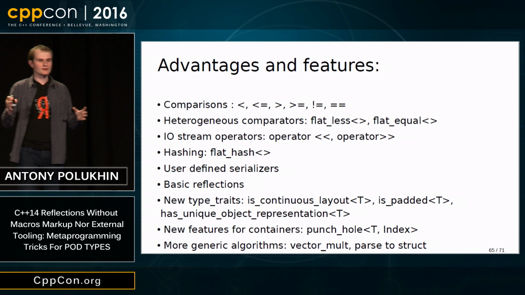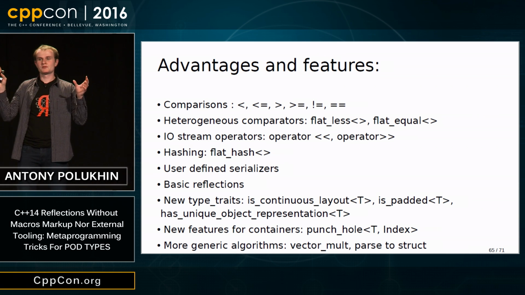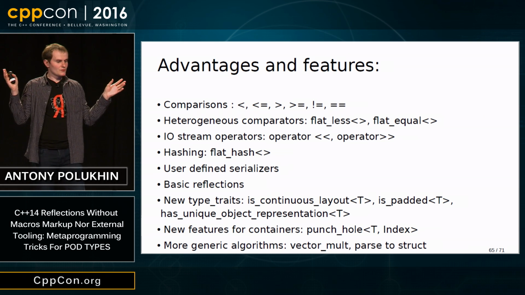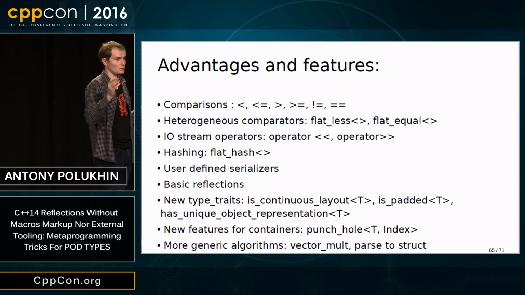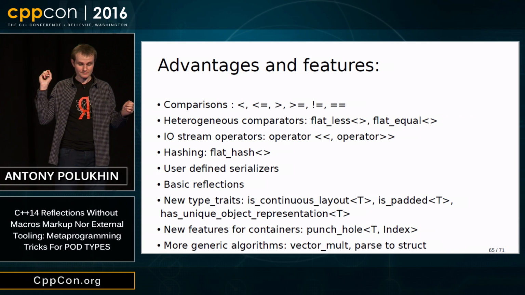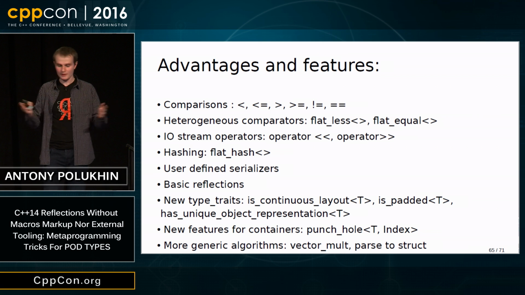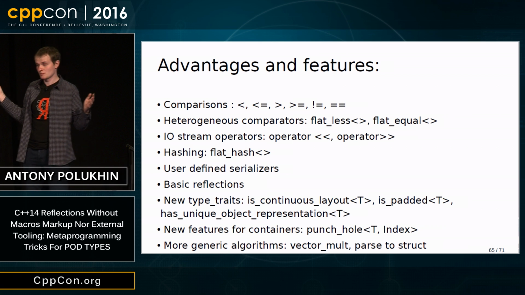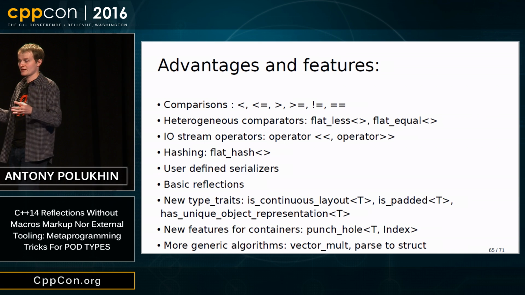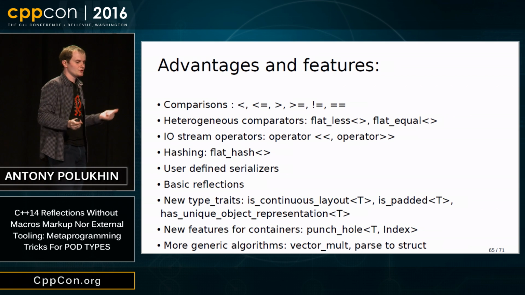Now, you can also write heterogeneous comparators. You can write a function that accepts two different structures and just compares them field by field. You can write generic IOStream operators that work with any user-provided structure. You already saw that in the first slides. You can write a hashing function that will work with any user-provided plain old data type and will work correctly, even if that structure has unused spaces in there, some gaps, some non-normalized doubles. You can write user-defined serializers.